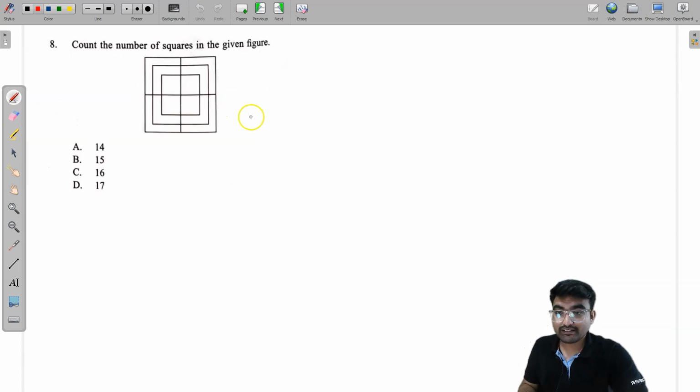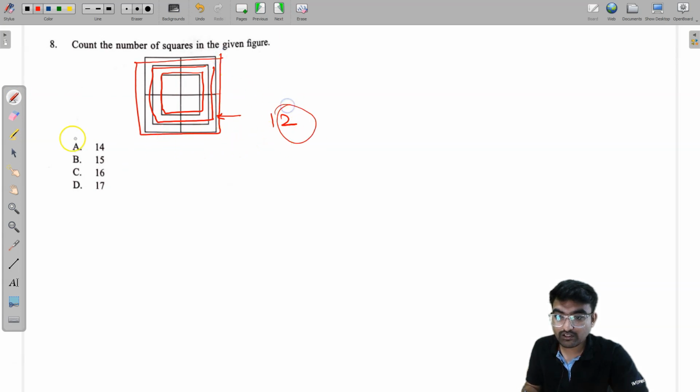Now question number 8. Count the number of squares in the given figure. See, this figure is a symmetric one, right? So the same number of squares are there in this and this quarter. So I'll count these squares. This is 1, this is 2, this is 3. So 3 squares in this one, 3 squares in this, 3 squares in this, 3 squares in this, so 12 in total, correct? And now if I count the whole square, then 13, this one is 14, and this one is 15. So in total 15 squares, right? So option number B.